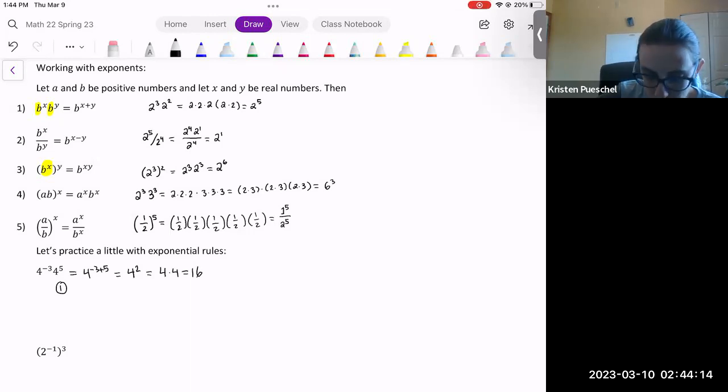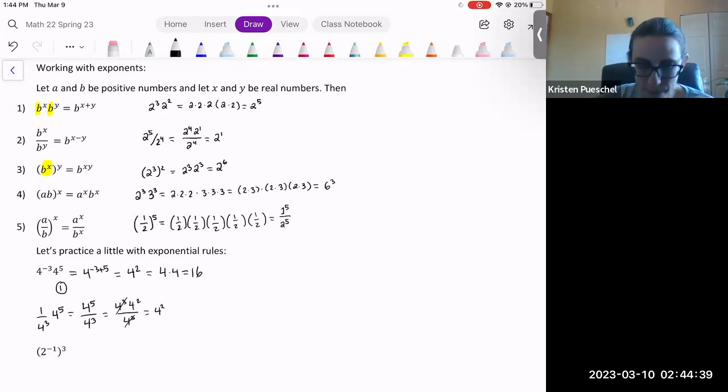If we didn't want to use rule 1, we could always have rewritten this as 1 over 4 cubed times 4 to the fifth. And then if we have 4 to the fifth over 4 cubed, we see that there's a common power of 4 to the third, which cancels in the top and the bottom, leaving us with 4 squared.